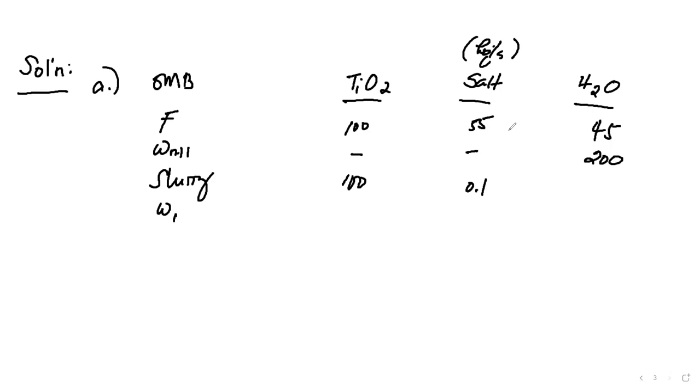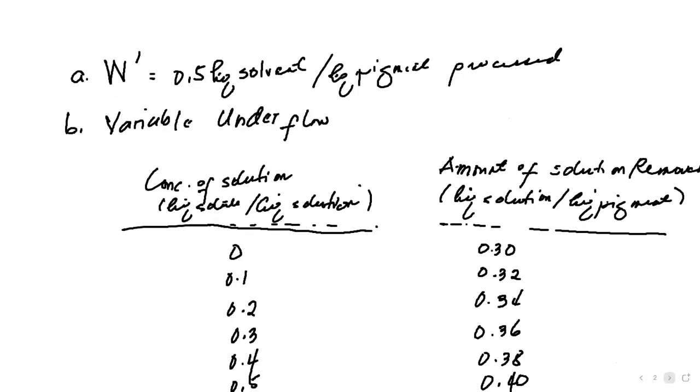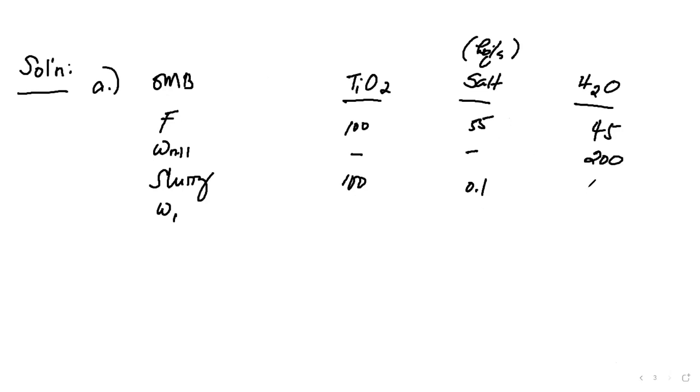And then we have this statement in the problem that 0.5 kilogram of solvent is being removed in the underflow for every kilogram of pigment. So it's actually the given condition for this constant underflow condition. So this will tell us the water present in our slurry, which is 50. It's dependent only on the amount of pigment processed. Then our final wash water, of course, should not contain the titanium dioxide because that's our inert solid.